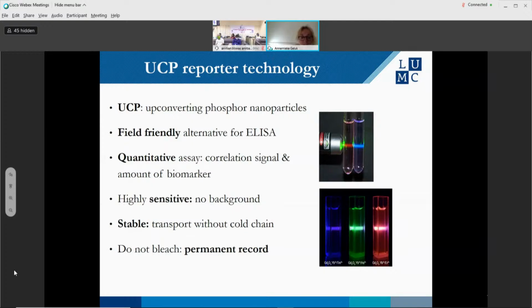It's very sensitive because there's no background. And it's also stable, so it can be used without a cold chain. It can be used in the field at higher temperatures. The only thing it's a little bit sensitive to is humidity, but if you use silica packs, then it can also be used in the field and be kept there. It doesn't bleach, so it gives you a permanent record. So the strip, when you have analyzed it, you can use it directly after you've done the test, but also when you keep it for about a year, you can reanalyze it again and again.